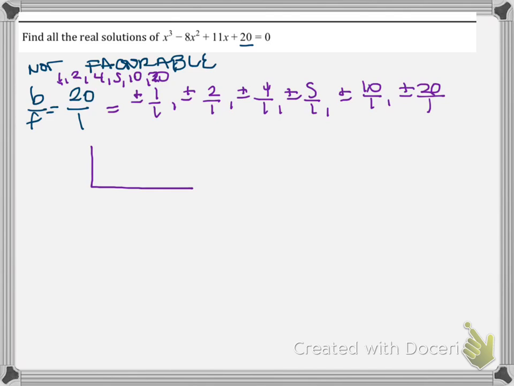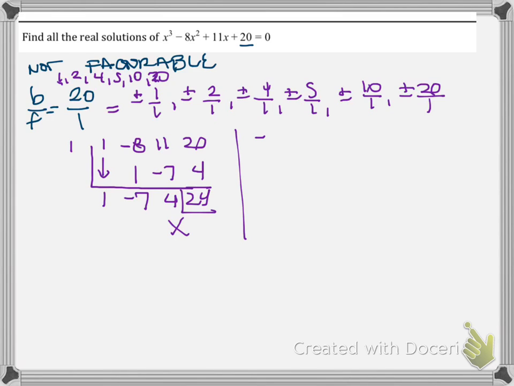We're not missing any terms, so it's 1, -8, 11, and 20. So let's test positive 1 first. So bring down the 1. 1 times 1 is 1. -8 plus 1 is -7. 1 times -7 is -7. And this is 4. 4 times 1 is 4. And this is 24. So that is not a solution.